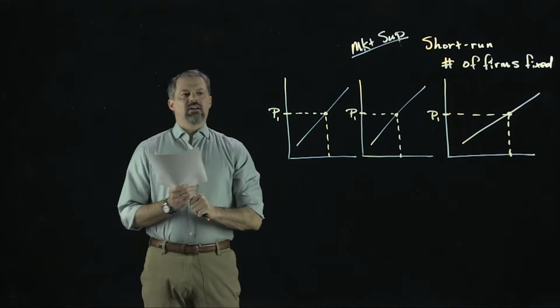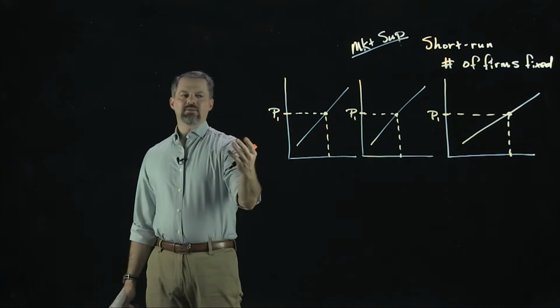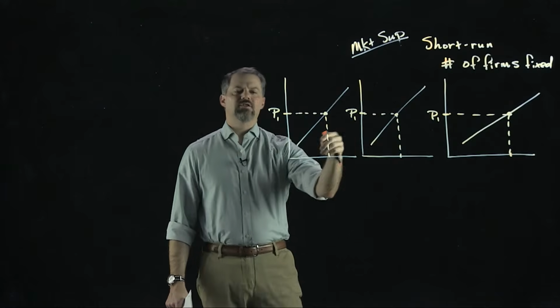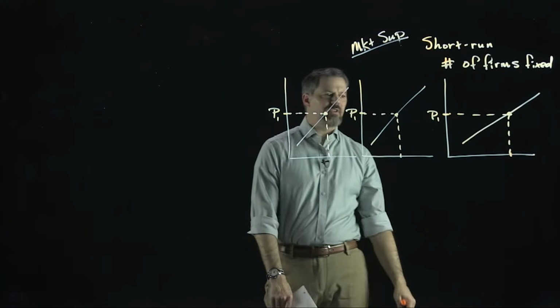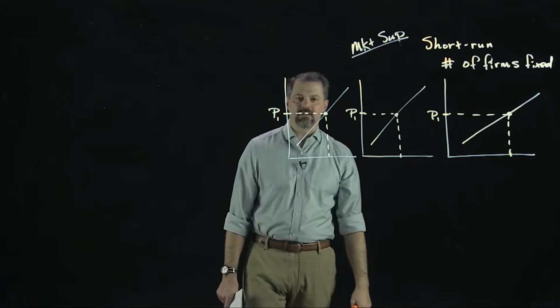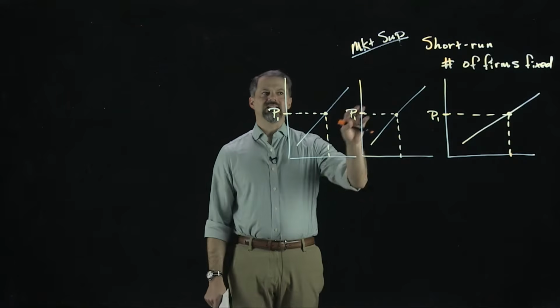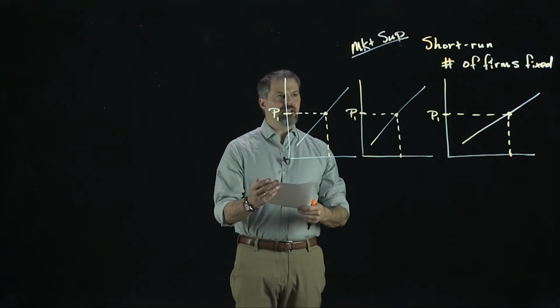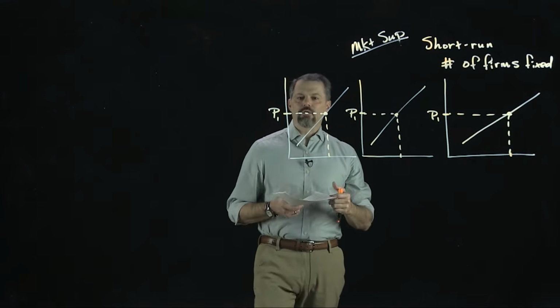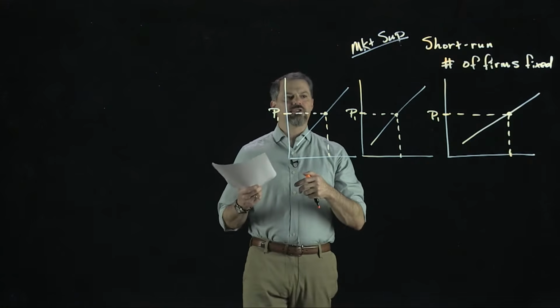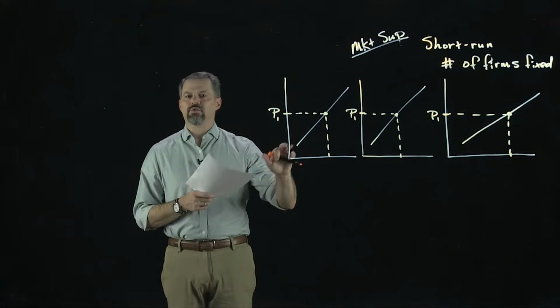So we already know that if you know how many firms there are, then the market supply curve is just the horizontal summation of the individual firm's supply curves. So it's easy to get in terms of the short run market supply curve. Let me show you an example where we use a few numbers here.